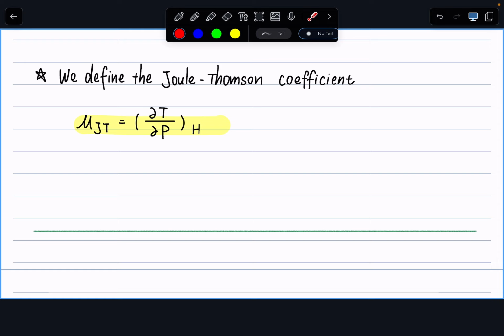All right. And before we move on, quick question. Is my Joule-Thomson coefficient an extensive or intensive property? Oh, anyone want to take a guess? Raise your hand if you think it's intensive. Raise your hand if you think it's extensive.